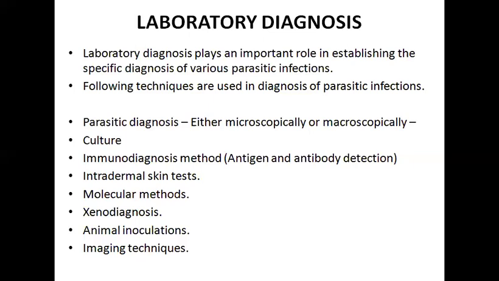Then we have immunodiagnosis. We can identify or detect certain antigens and antibodies against the parasites by different serological tests, like mostly we have the ELISA. Then we have certain intradermal skin tests. We can inoculate the antigens of the parasites in the skin and look for certain reactions. Then we have molecular methods. We have xenodiagnosis. Xenodiagnosis is diagnosis in the vectors. The specimen is inoculated in the vector and we observe the growth of the parasite in the vector. And we may have animal inoculations. Laboratory animals can be inoculated. And we have the imaging techniques like the MRI, CT scans, etc.